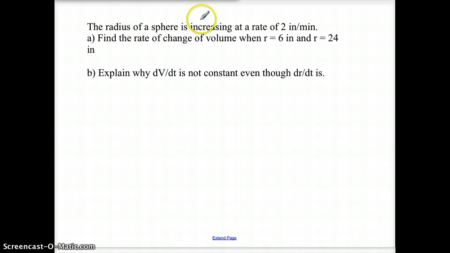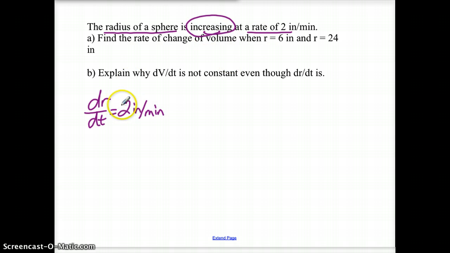The radius of a sphere is increasing at a rate of 2 inches per minute. So just stop right there. Radius of a sphere increasing at a rate of 2 inches per minute. We're going to write dr/dt. It's the rate of change of the radius. It's 2 inches per minute. If it were decreasing at 2 inches per minute, we would write -2. So remember, if it's a decreasing amount, use a negative for your rate.